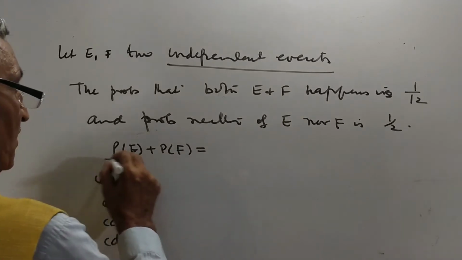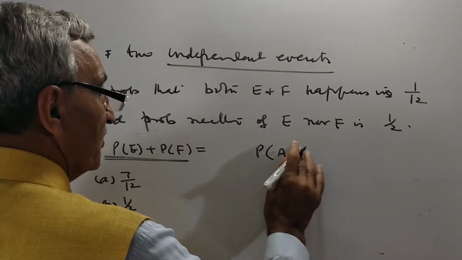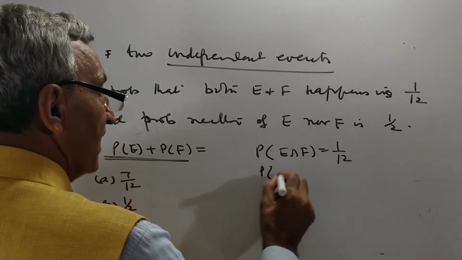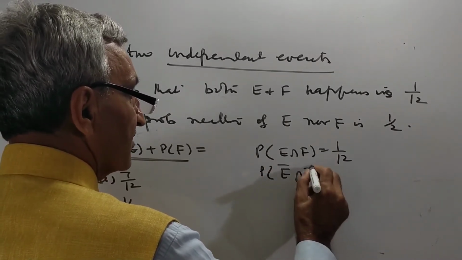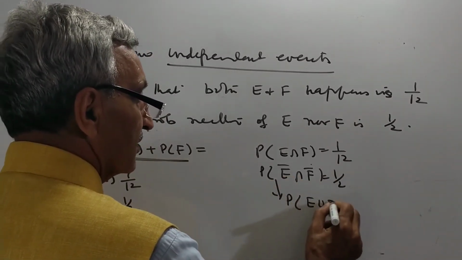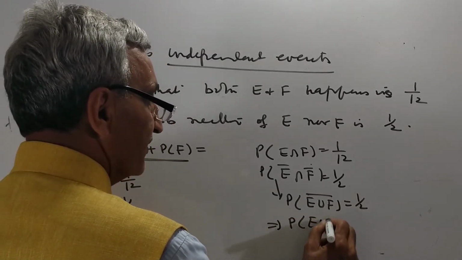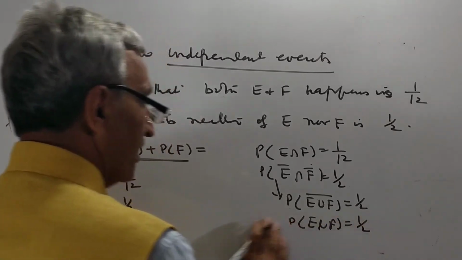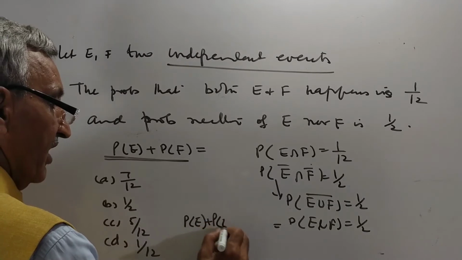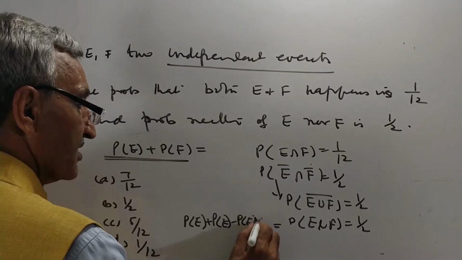So friend, I go with this. The probability that both E and F happen is 1 by 12. The probability that neither E nor F happens is 1 by 2. By De Morgan's law, this means the probability of E union F complement is 1 by 2, so probability of E union F is 1 by 2. Probability of E union F is equal to probability of E plus probability of F minus probability of E intersection F.